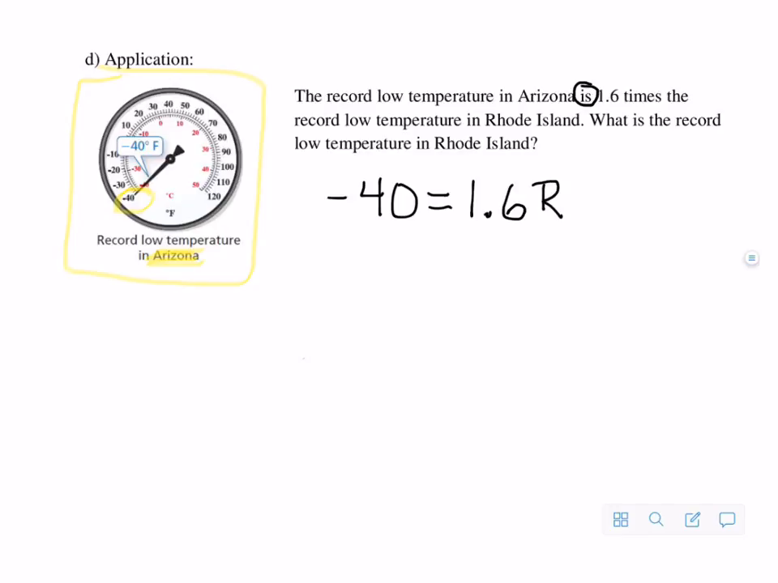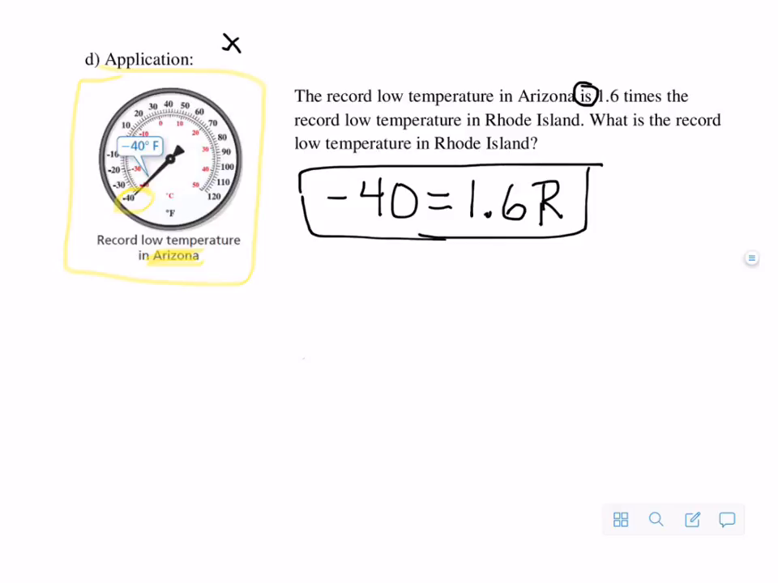So I'm going to use an R for Rhode Island, and it's times. So the number and the variable can stand next to each other like that. We try to avoid using an X for times because it looks a lot like the variable X. So 9 times out of 10, you're just going to see the number next to it like that. So what is the record low temperature in Rhode Island? We have this equation now. Is that something that we now know how to solve?